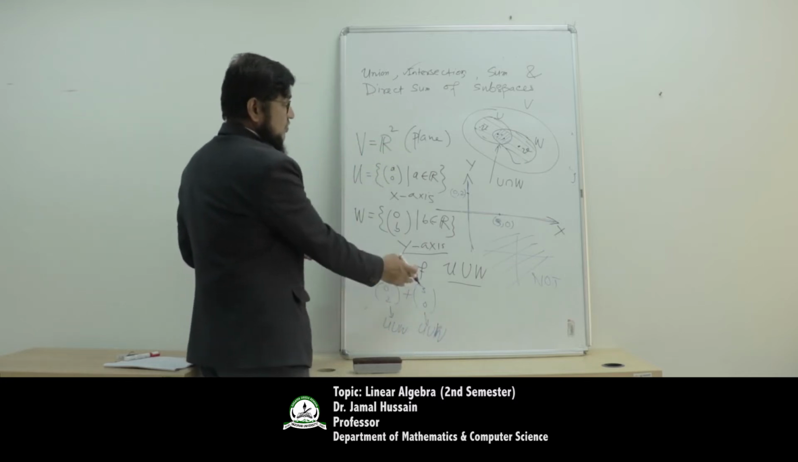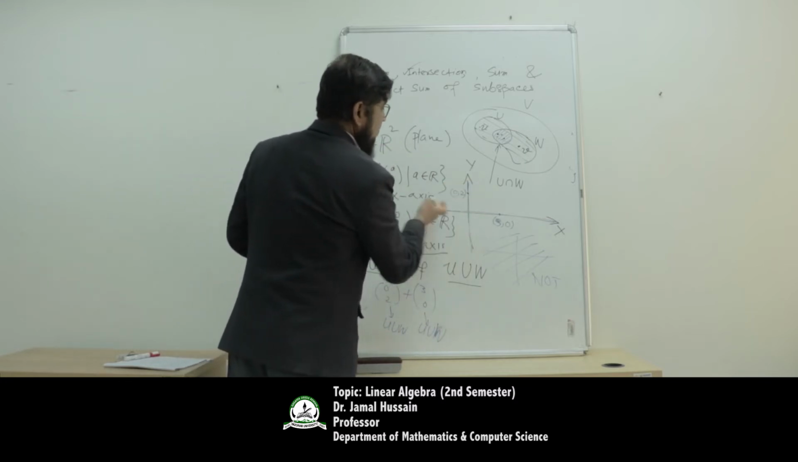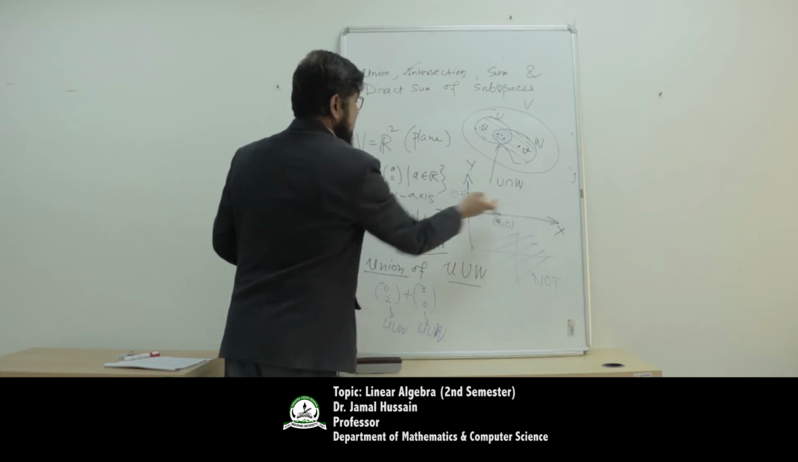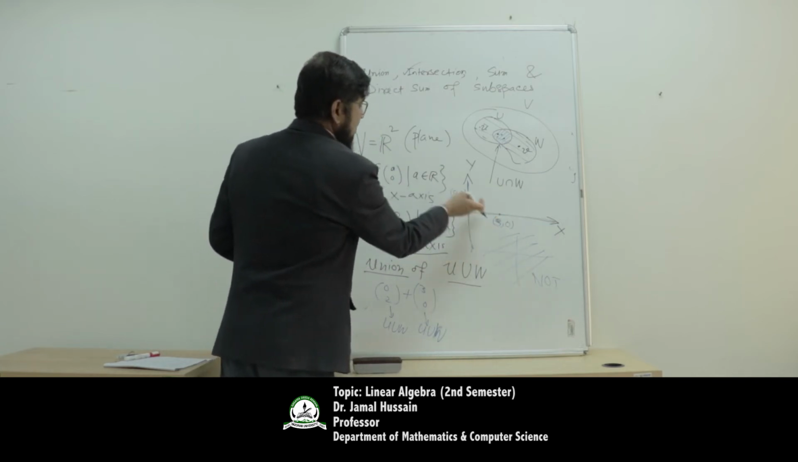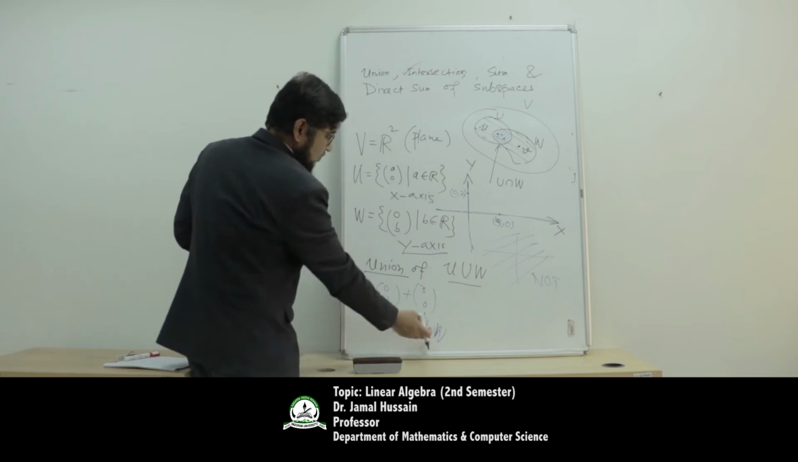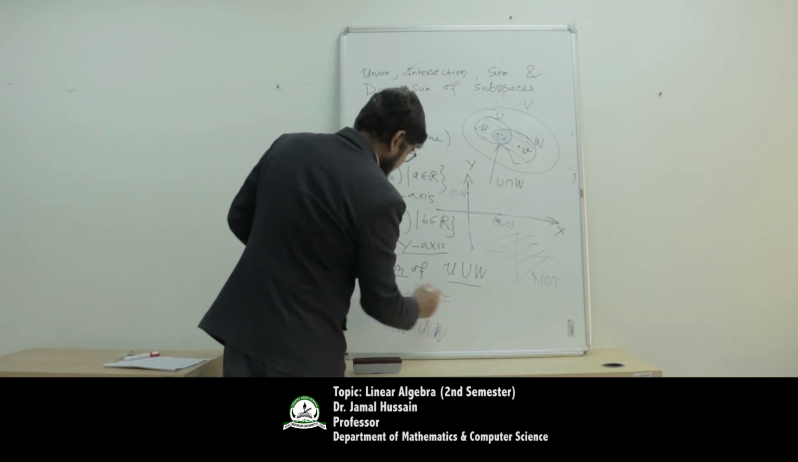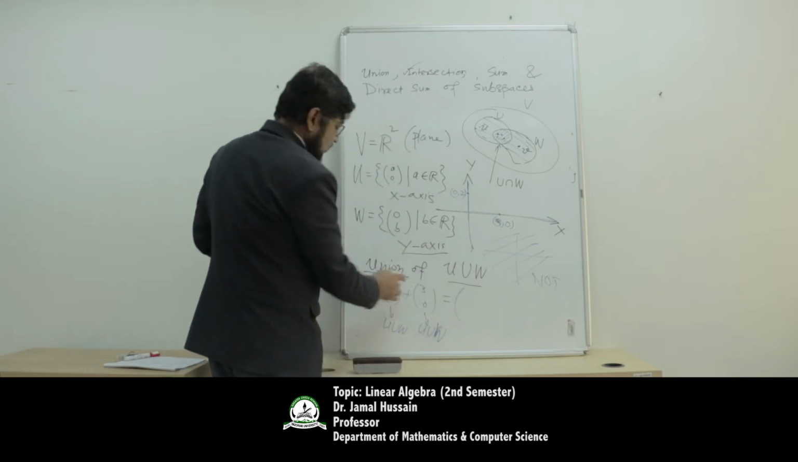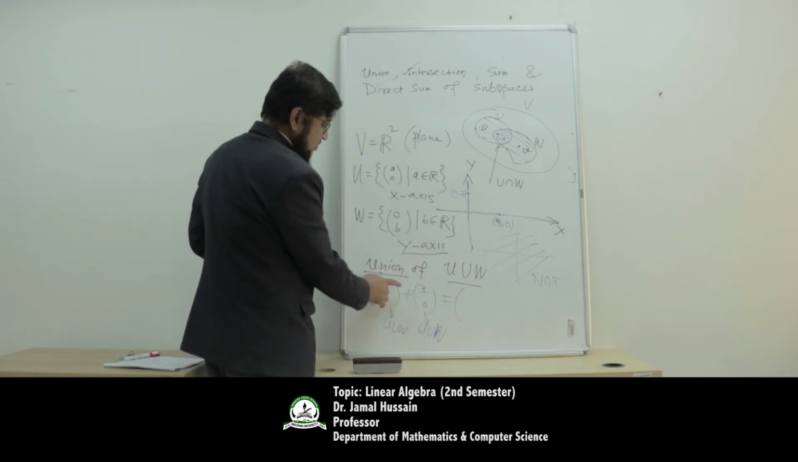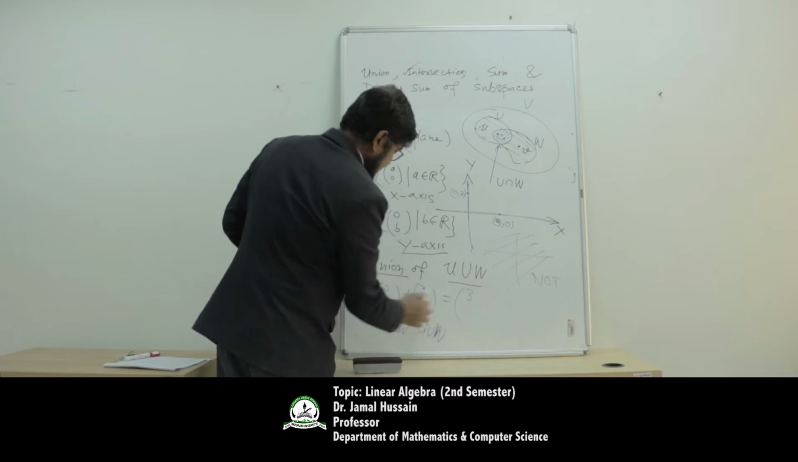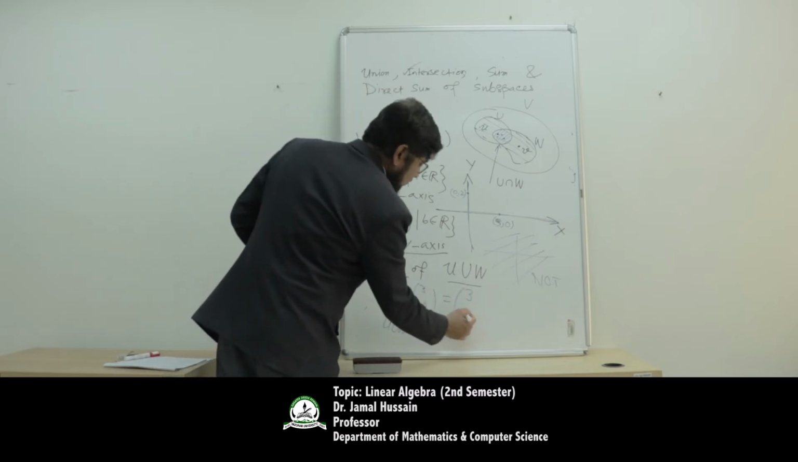They both belong to the union. Union means combined, these two axes combined. Since these points are lying on the axis, they obviously belong to the same union. But when we add them component-wise, we add 0 with 3, so we get 3. We add 2 with 0, we get 2.